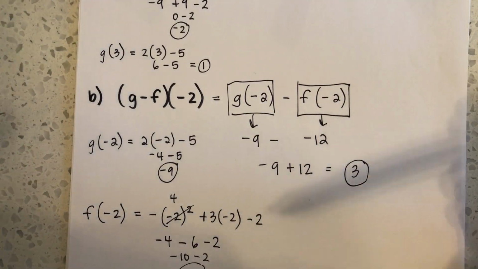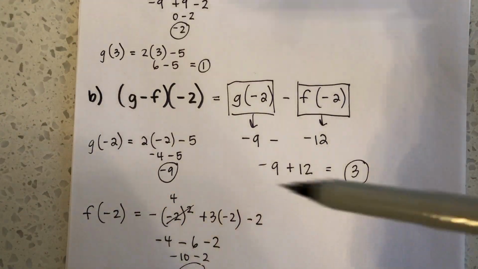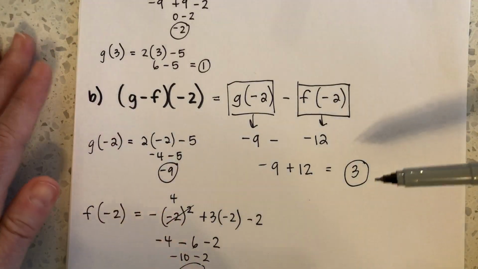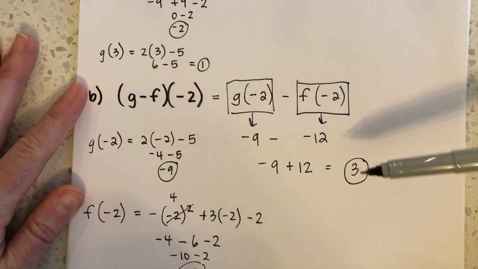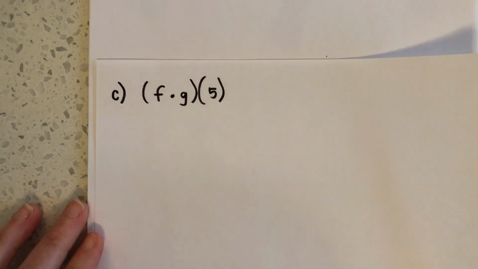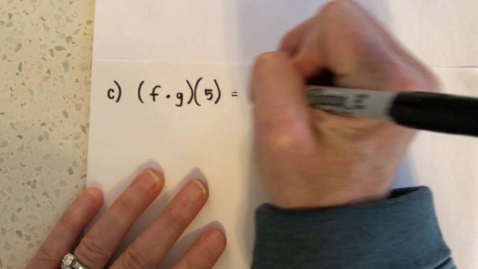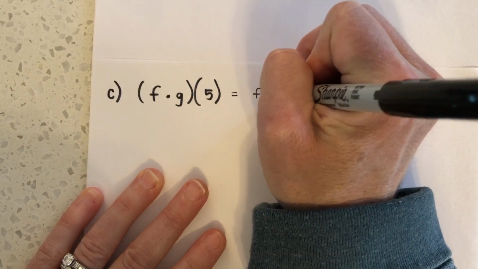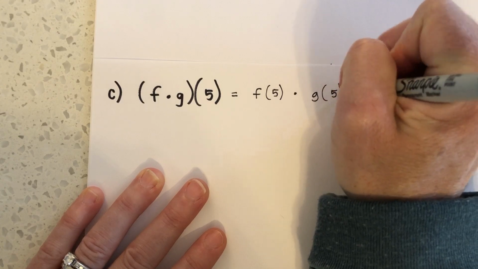So again, instead of you having to work with x's and just add f of x with g of x or subtract g of x and f of x, they're giving you a number to actually plug in now so you can work with numbers instead of x's. All right, let's try another one. What if they asked you to find f times g of 5? Well, this literally means to take f of 5 and times it with g of 5.